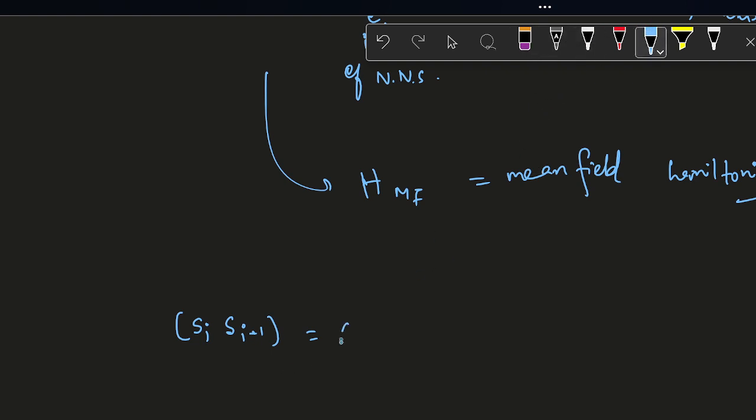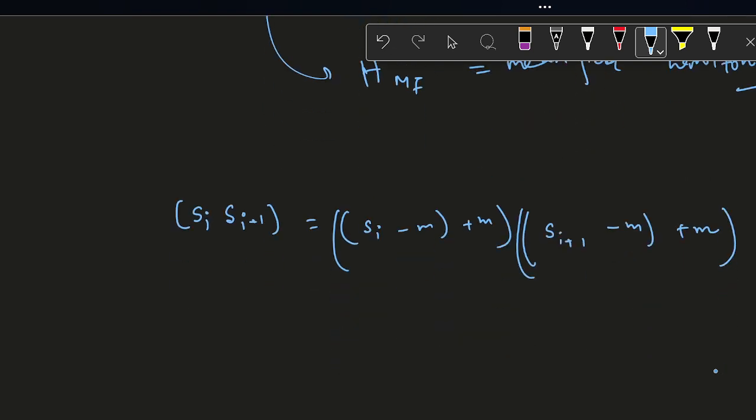So this is S_i minus m plus m, the first term. The second term is S_{i+1} minus m plus m. Okay, so basically we have done nothing but we have adjusted the m term as plus and minus in each of the terms in the product, where your m is the average, you can say this is the average magnetization.